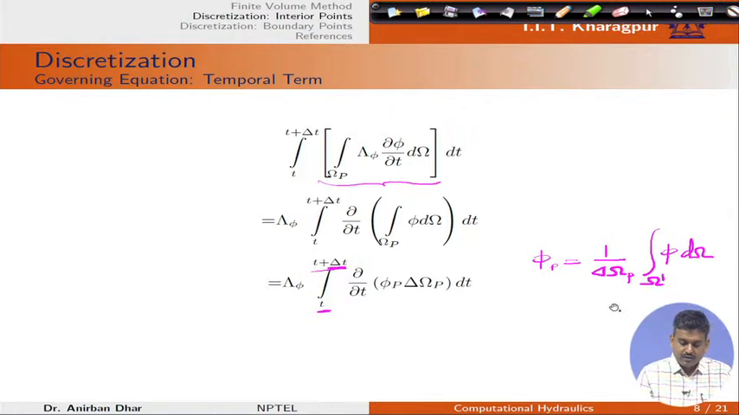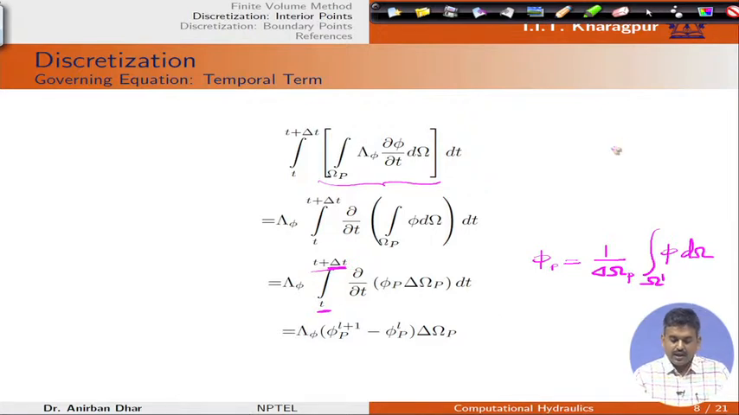So, if we do that, then we can write this one to this del p, this phi p L plus 1 minus phi p L. L represents the t time level and L plus 1 represents the t plus delta t time level, and this one is nothing but the volume of the cell P.